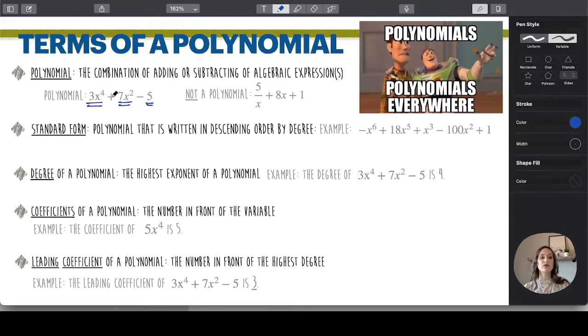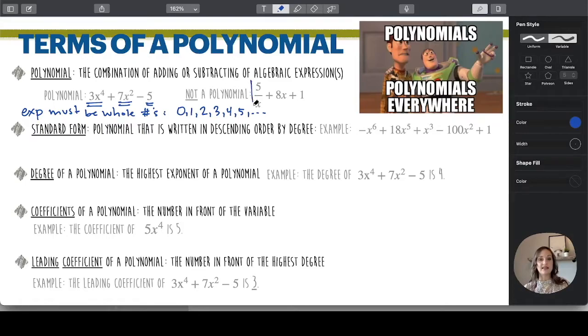Now, in order for an expression to work in a polynomial, the exponent must be a whole number. All exponents must be whole numbers. Now, in the past, we've discussed what whole numbers are, which would be 0, 1, 2, 3, 4, 5, and so on. So as long as the exponents in the polynomial are whole numbers, then it is a polynomial.